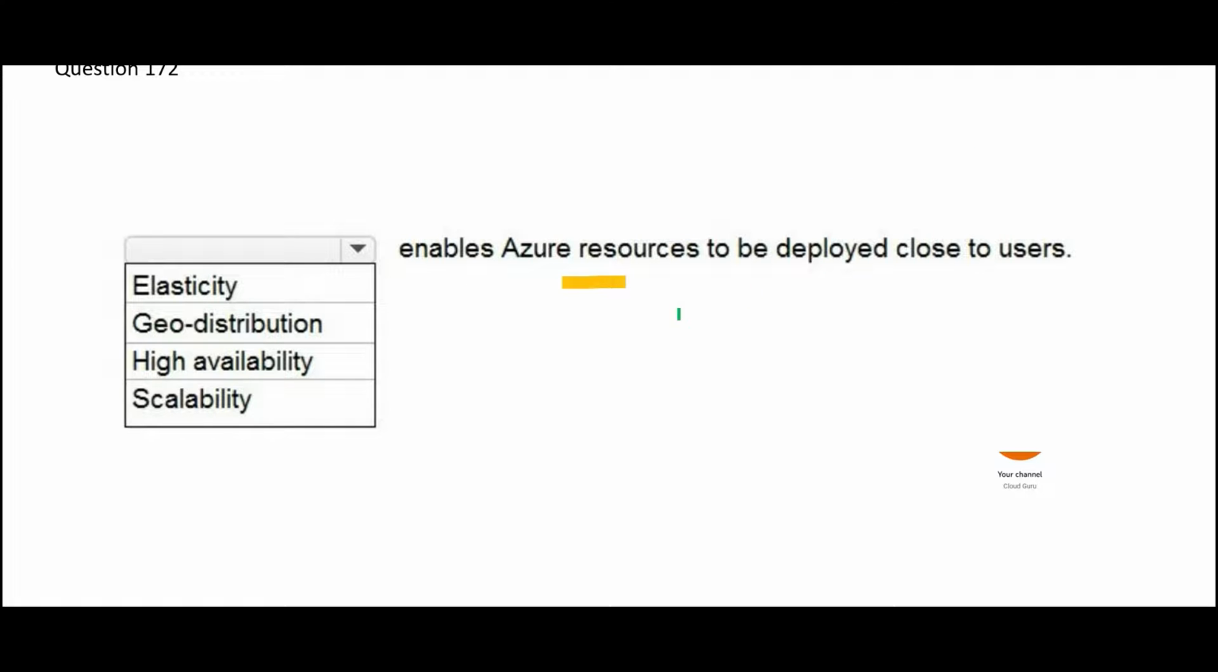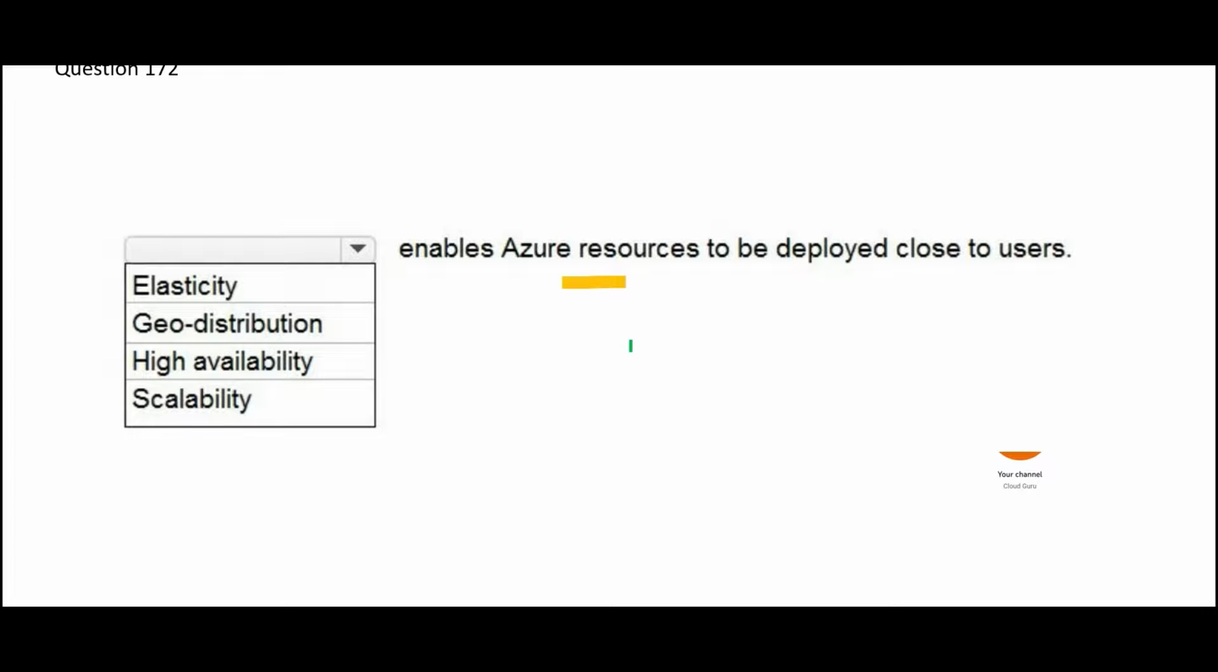Just like in the previous question I gave an example, you can have the applications hosted in Singapore for Asian customers, Asian users. You can have the same application hosted in North America for maybe North American customers, or South American customers as well, and in Europe for European customers. So that is how we call the geo distribution. So that is used to deploy close to the users.